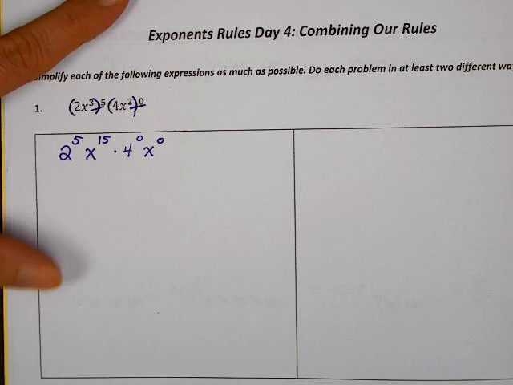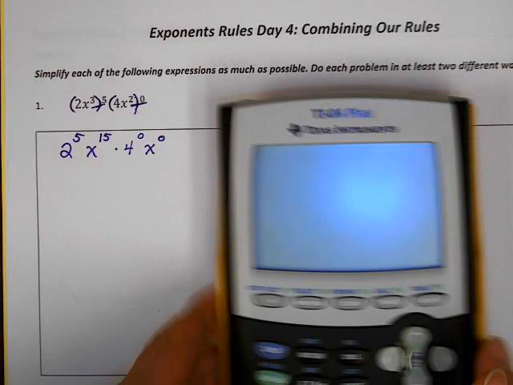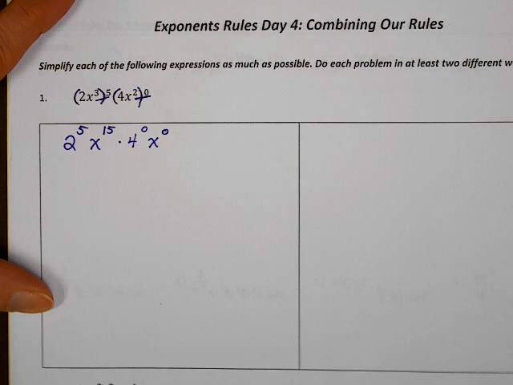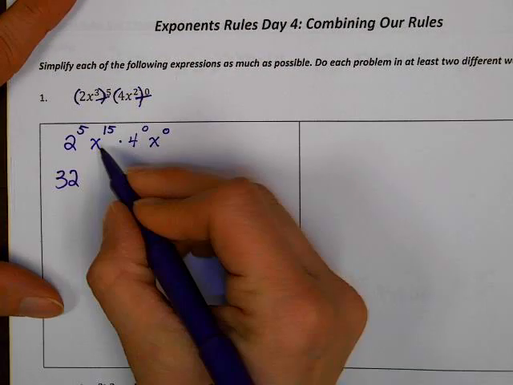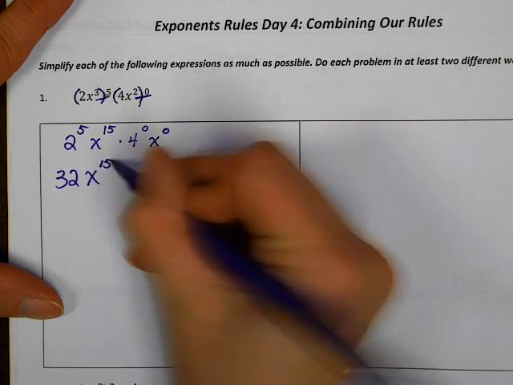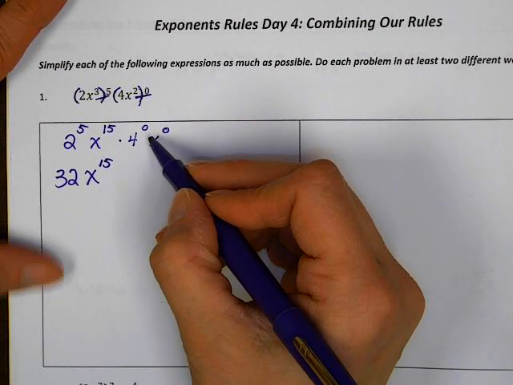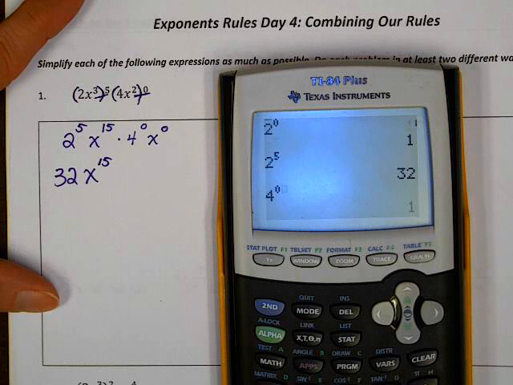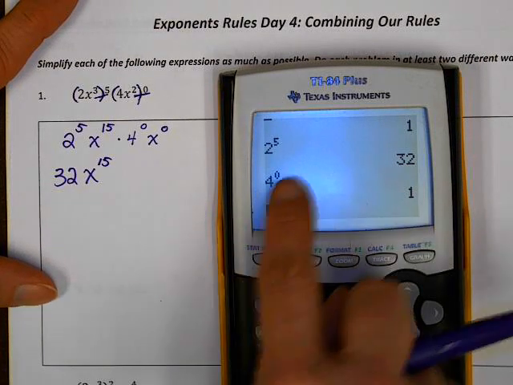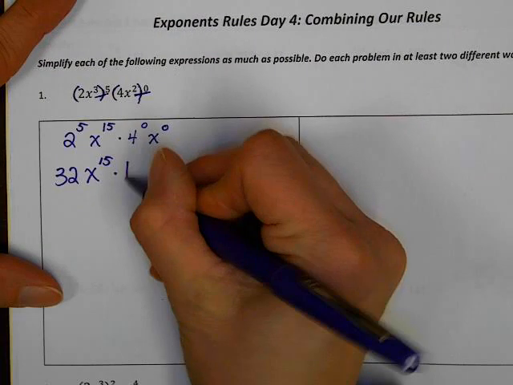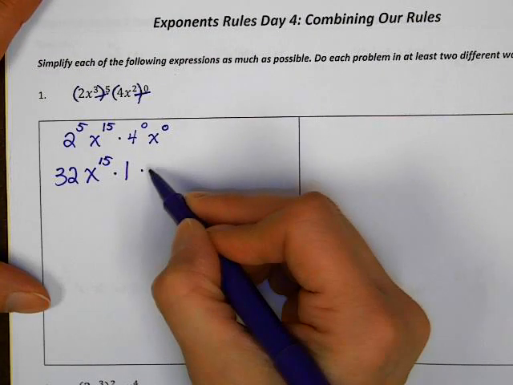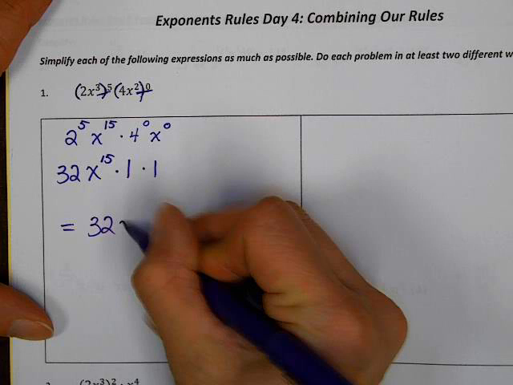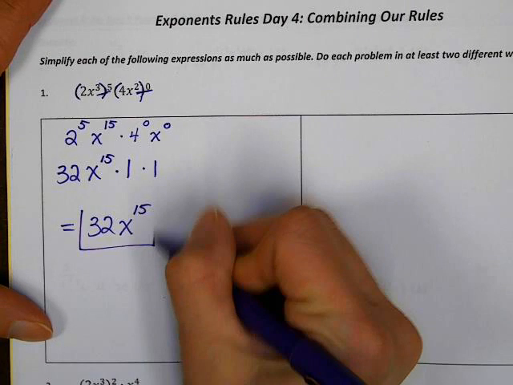Okay, now we'll do some calculations. 2 to the 5th power, so go ahead and make sure we type that in. 2 to the 5th power, and the answer is 32. Okay, so that becomes a 32 coefficient. This is x to the 15th power. What's 4 to the 0 power? Let's see, 4 to the 0 power, that's a number I can calculate. Well, that's right. Anything with the 0 power becomes a 1. Okay, so that just becomes a 1. And then x with the 0 power, same thing, becomes a 1. 32 times 1 times 1, the answer is 32x to the 15th power.